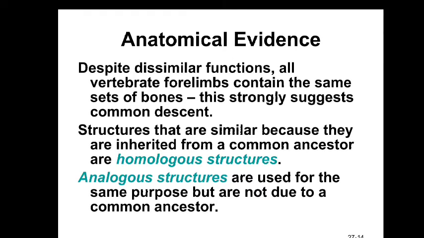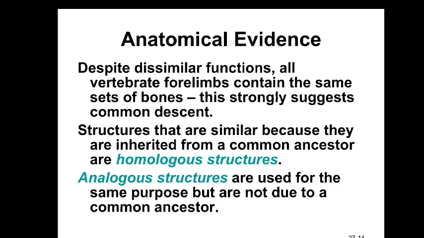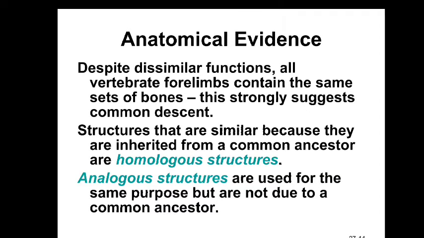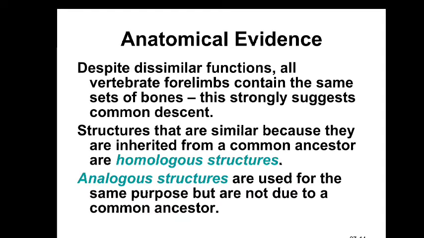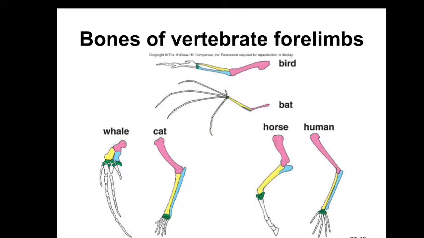Homologous structure. What do you mean by homologous structure? Nothing but structures that are similar because they are inherited from a common ancestor. Our common ancestor is the chimpanzee, the gorilla. Analogous structures are used for the same purpose but are not due to a common ancestor. Analogous structure means they have different ancestors but have modified themselves for this particular function.